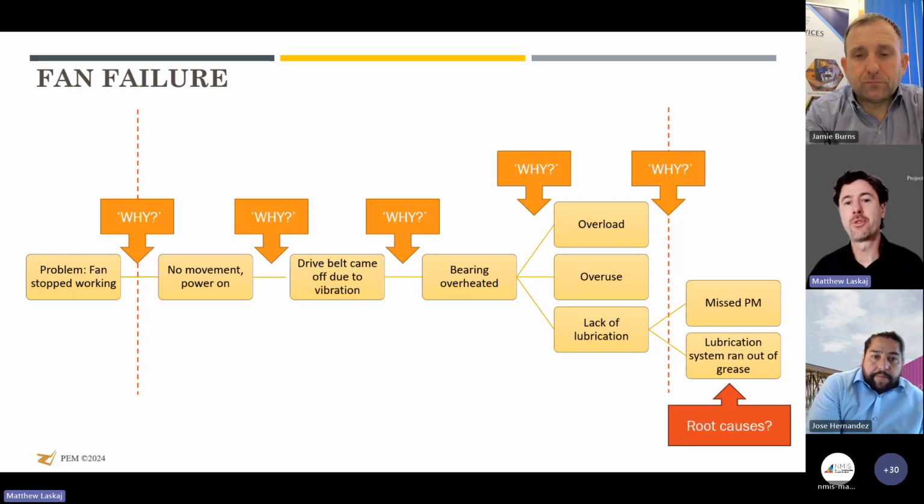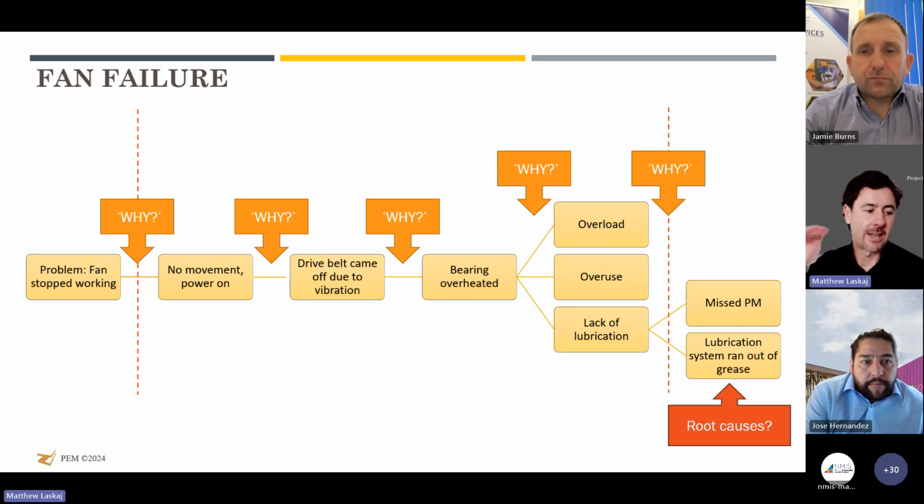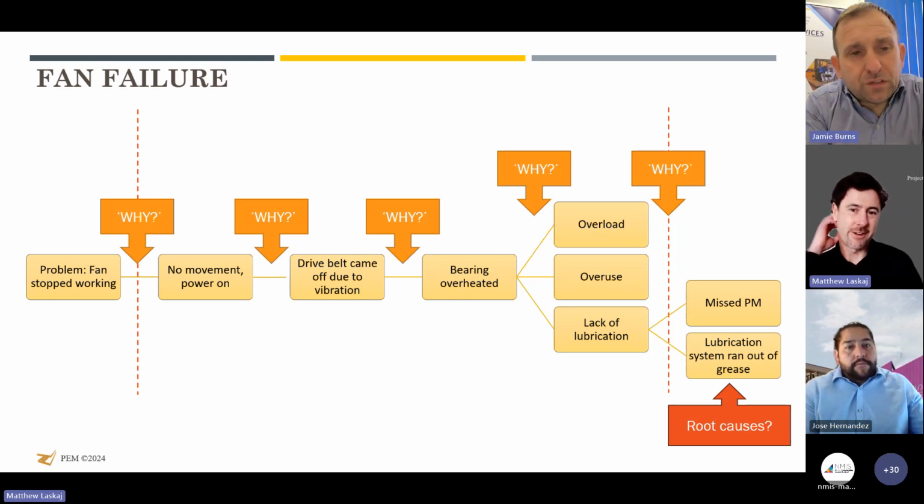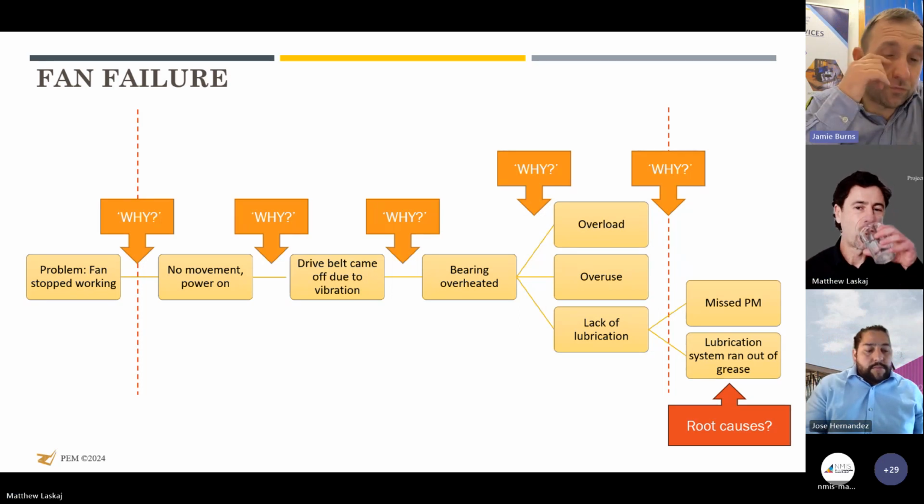But now we've got 2 potential root causes, or maybe they're both root causes. So it's a much better version than that one-dimensional linear approach. Have you seen this one used a little bit more widely, Jamie? Yeah, that's the way that we've always done it.